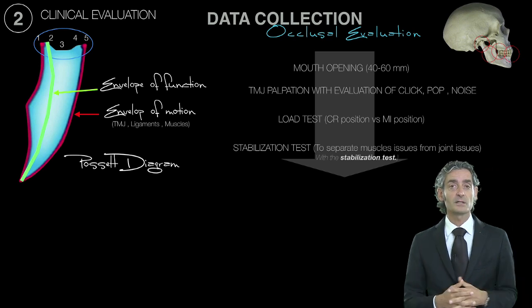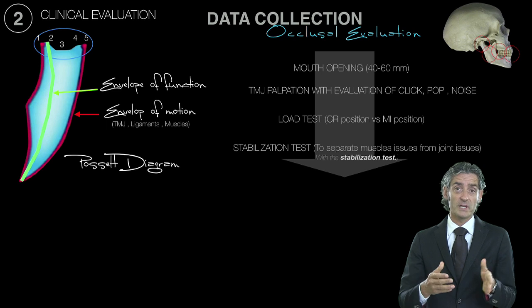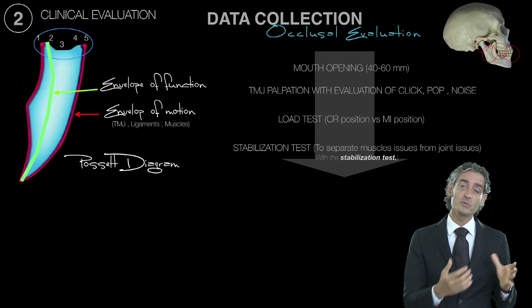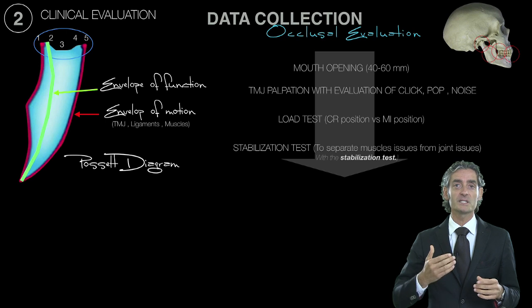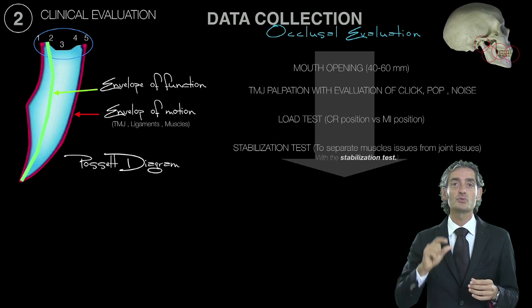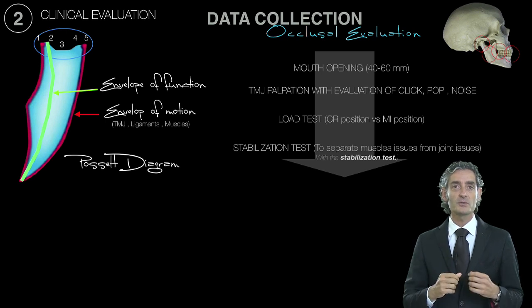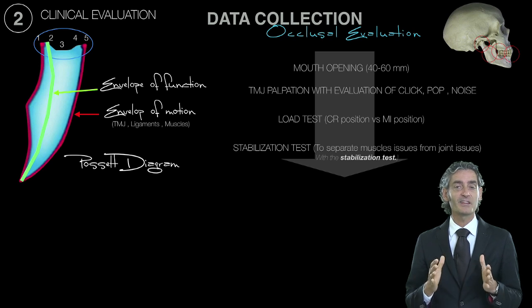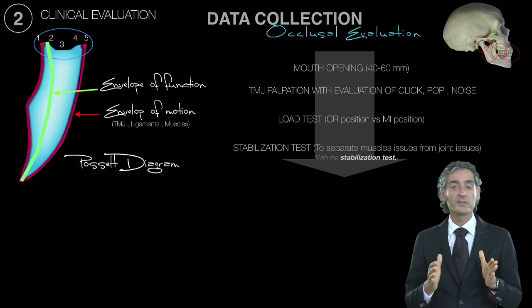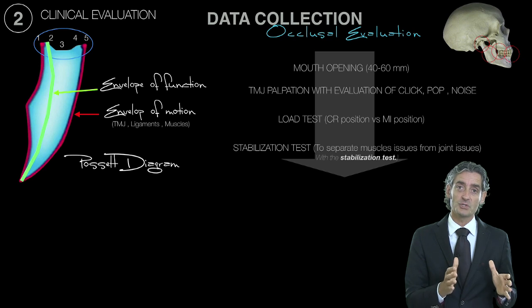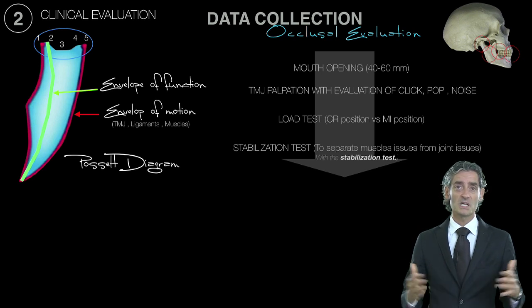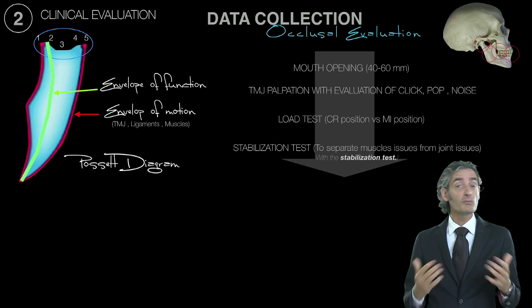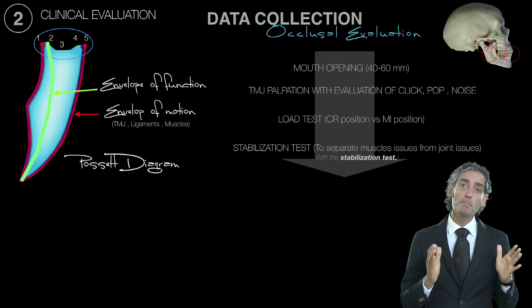What is the load test? The load test is, we can use, for example, the anterior deprogrammers that we saw before. We ask the patient to move forward and backward, and when in the backward position, we ask the patient to squeeze. If the patient starts to feel pain, probably it's a case that we cannot solve with the use of the CR position. We have to evaluate another position. In difference, if the patient doesn't have any pain, probably for a full mouth rehabilitation, I will point to the CR position.